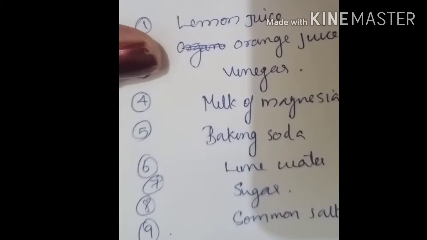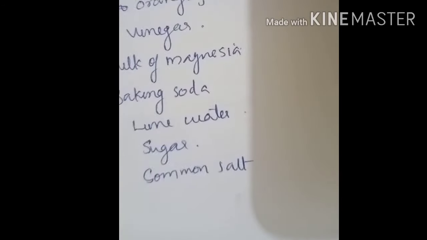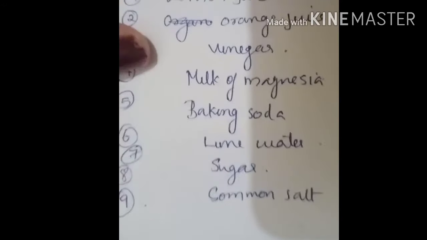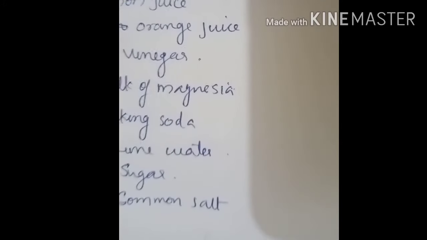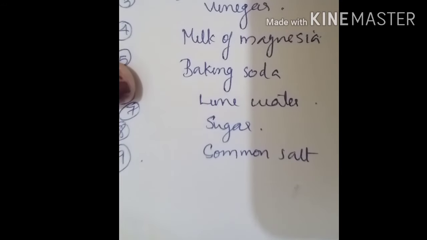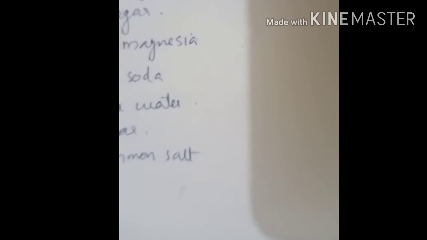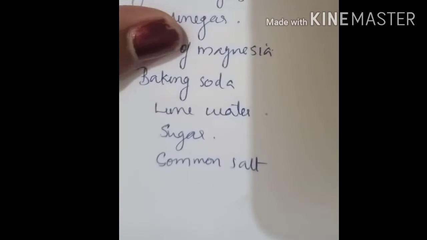Okay students, now let us discuss the second table, that is 5.3. In 5.3 you have to test the solutions with turmeric. So, effect on turmeric. What happened to these solutions when you add turmeric into these solutions? That is table 5.3.